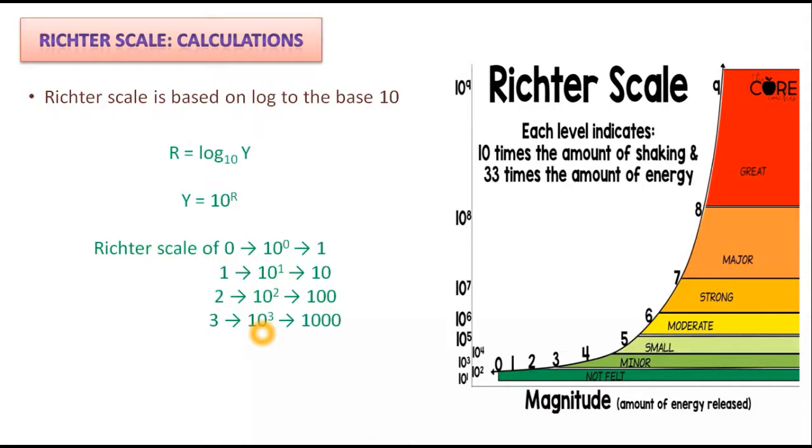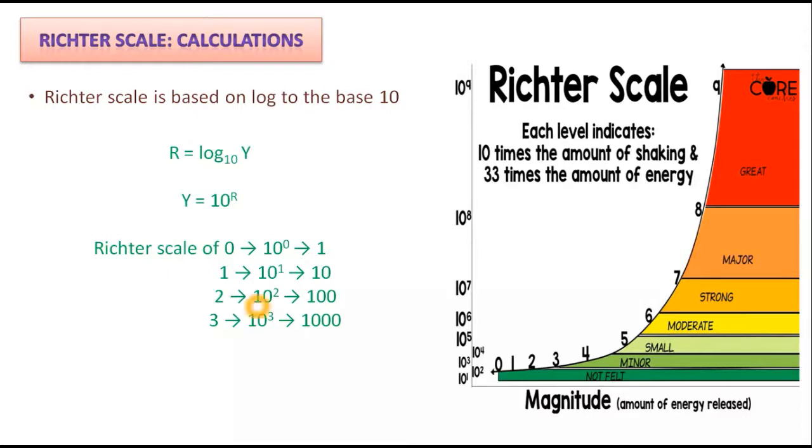So do you see something here? As the Richter magnitude increases from 0 to 1, 1 to 2, then 2 to 3, it just increases by 1 unit on the Richter scale. But just look at the increase on the y-axis. On the y-axis, it increases very hugely. See, it's increased from 1 to 10, then 10 to 100, then 100 to 1000, right? So the increase on the y-axis is huge when compared to the increase on the x-axis, correct?